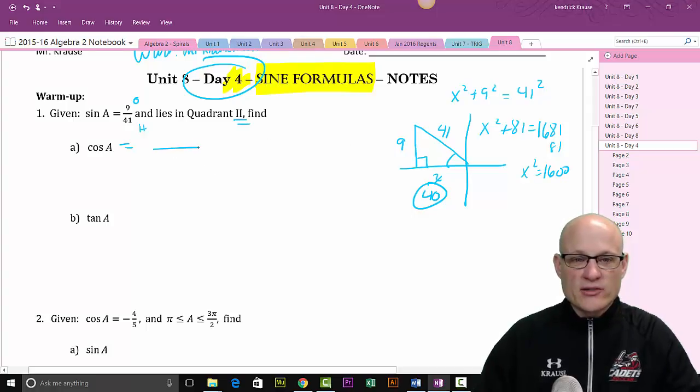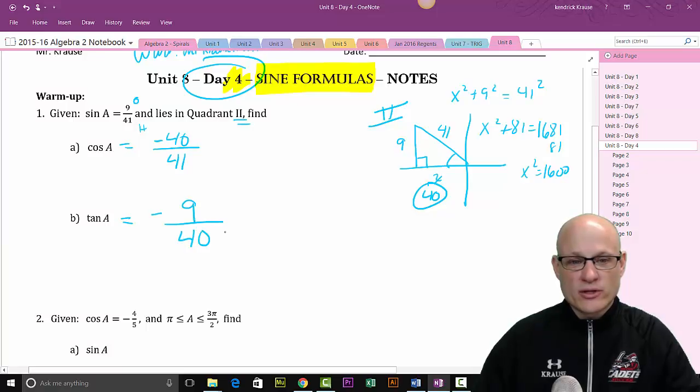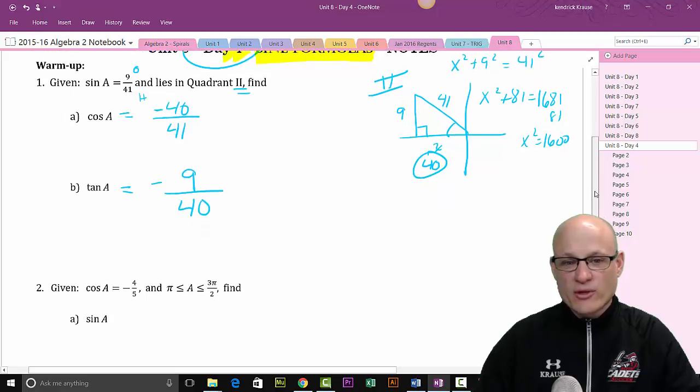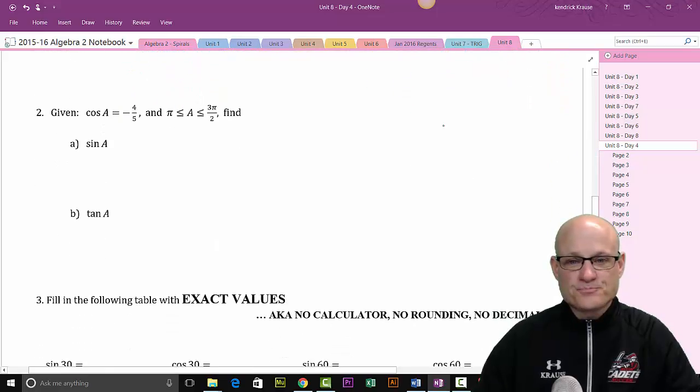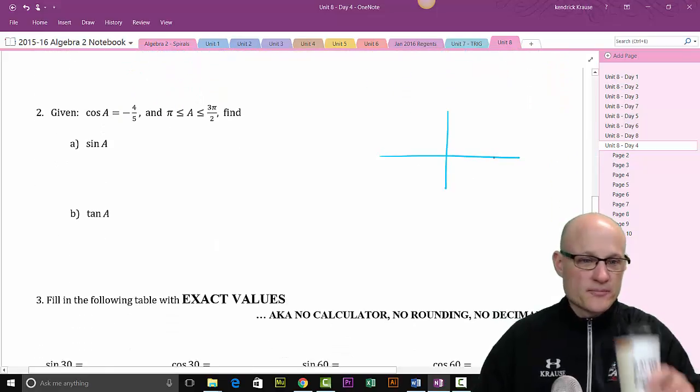So cosine is adjacent, which is 40, over hypotenuse, which is 41. But of course we're in quadrant 2, and in quadrant 2 cosine is negative. Tangent is also negative in this quadrant, and it would be opposite, which is 9, over adjacent, which is 40. Little something from the last one. Let's do one more. This one I gave it to you a little bit easier.